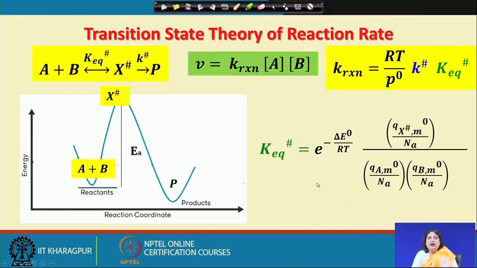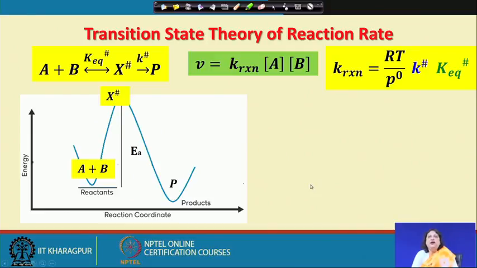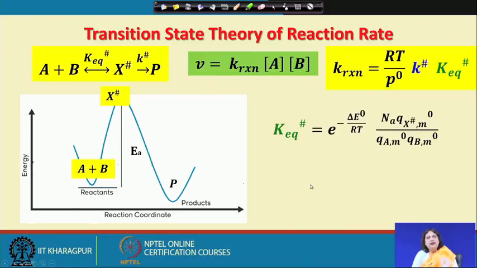And now, I understand that I can further simplify this algebraic equation and have an expression of K equilibrium in terms of this E naught, then Avogadro number N A, and the molar partition functions for the three components in the equilibrium mixture: X dagger, A and B.